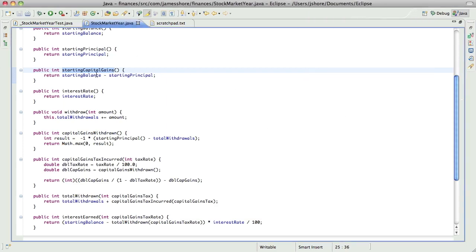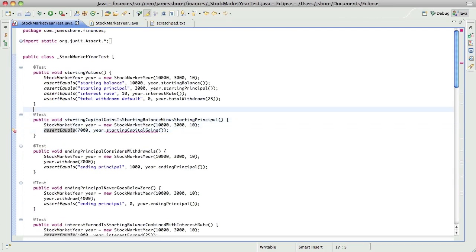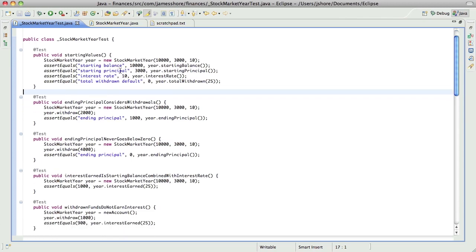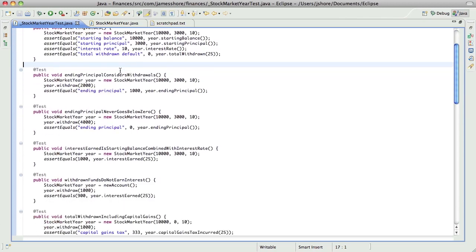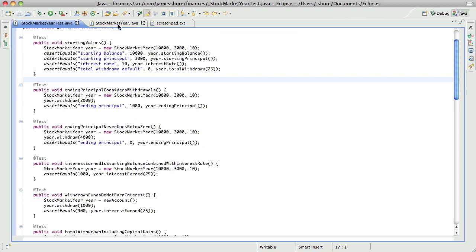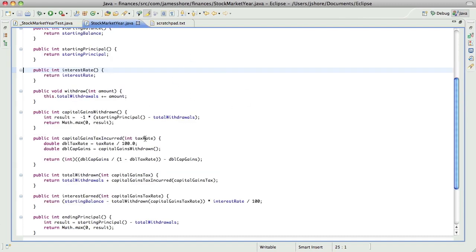Nope. Nobody is using it here, and I don't think it's that interesting to report, so I'm going to take that out. There we go. Okay, ending principal considers withdrawals. So ending principal never goes below 0. I want to cover this stuff but consolidate the tests, make them a lot easier to understand and read, and get rid of some of the cruft that's collected here.